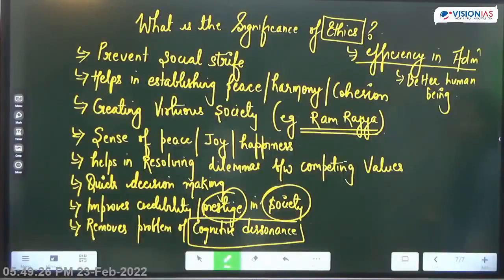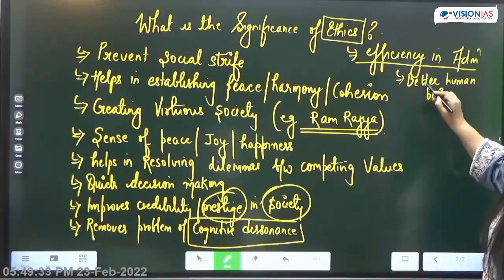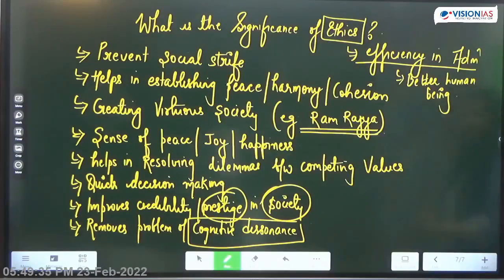What? Better, yaar, how? Better human being. Efficiency in administration, it enables us to become a better human being. Remember, being humane, life is a long journey from human being to being humane. That was the question asked in the essay last year. What is being humane? Having these aspects, being ethical. So it enables you to become a better version of yourself if you are ethical.